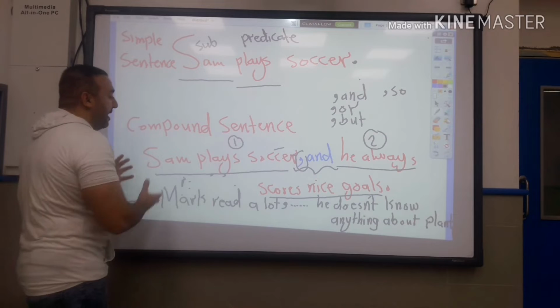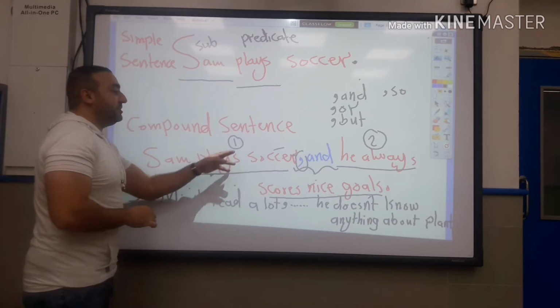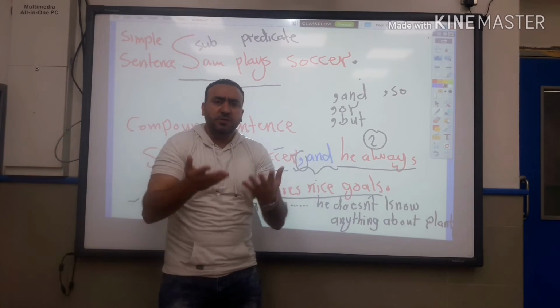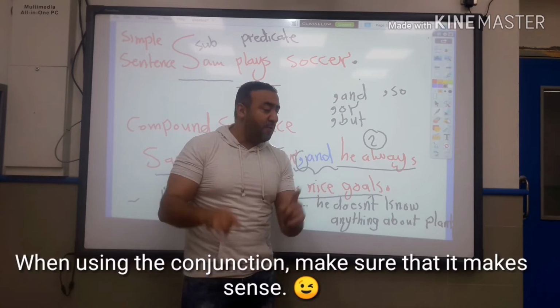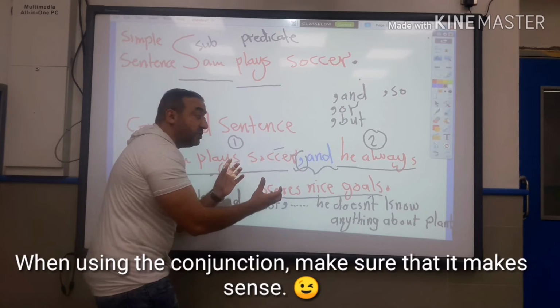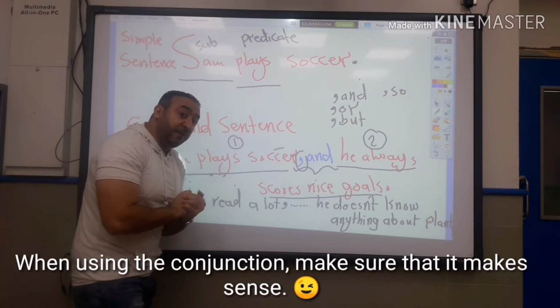So here we have a compound sentence: Sam plays soccer, and he always scores nice goals. And remember that you cannot use these conjunctions as you want, everywhere and anytime you like. No, you have to make sure that there's a very harmonious relationship between the second sentence and the first one.